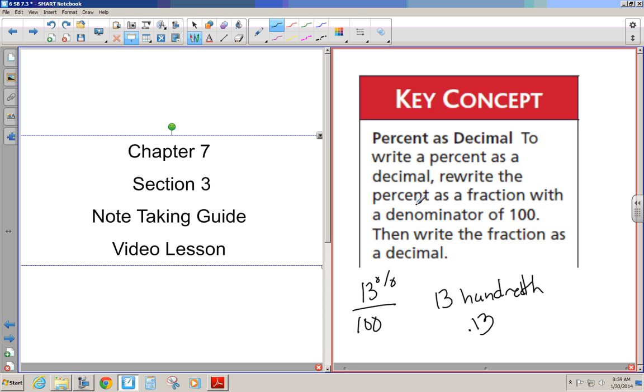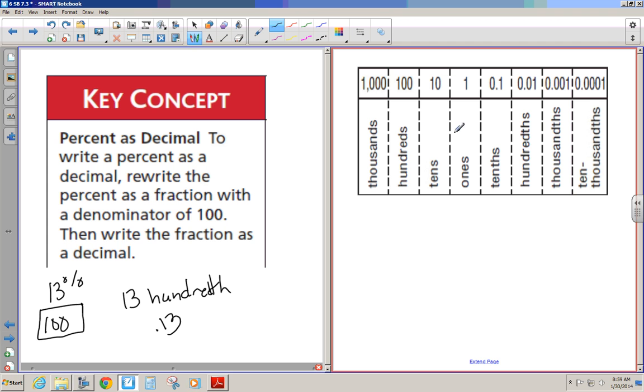All right, so again, rewrite the percent as a fraction with the denominator of 100, and then write the fraction as a decimal. So as long as you have a denominator of 100, it's easy to write the decimal. You need to remember these. This isn't part of your note-taking guides, but please add these to them.